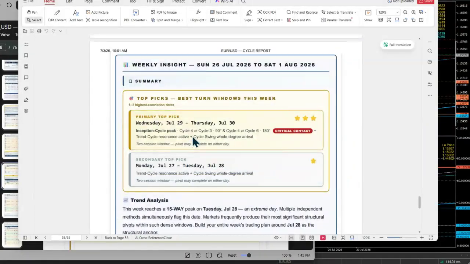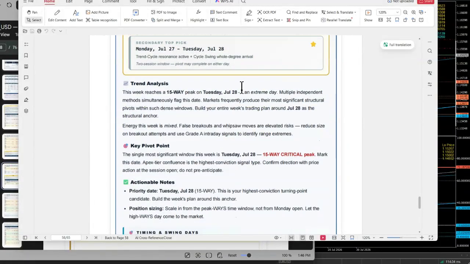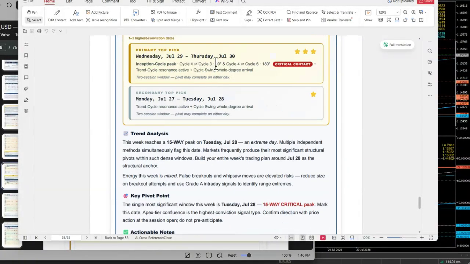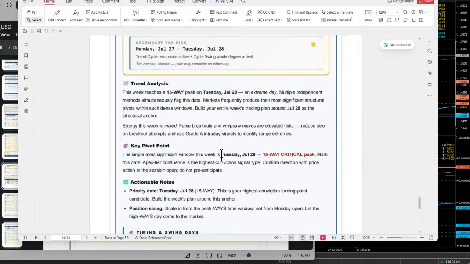This is the weekly insight. So the Cycle Edge report is going to give me a basic summary. And it says, look, on Tuesday, there's an extreme day. All right, we figured that out. And that's probably going to continue on Thursday as well. The key pivot point is on Tuesday. So that's important to know, because if a move is going to be done and that move is going to be heavy on Wednesday, Thursday, then the key pivot point is the day before.